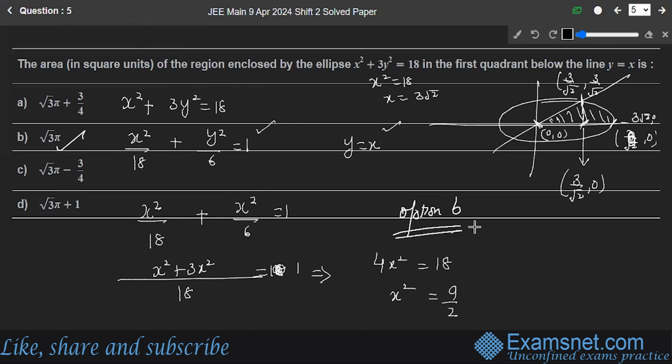Root 3 pi, this is the answer to the question. Hope you got that. Let's move to the next question.